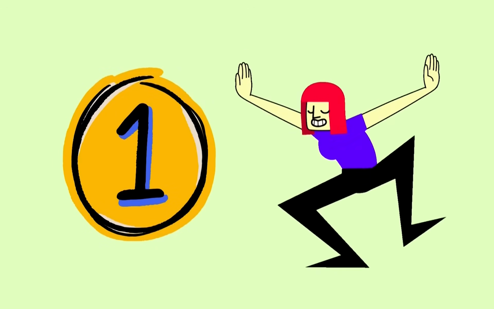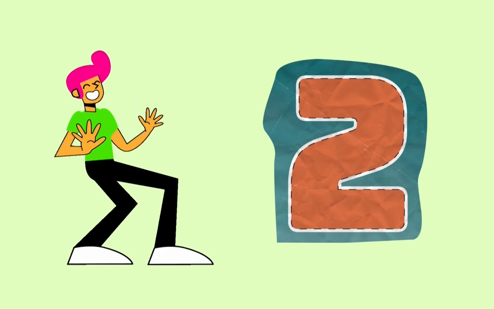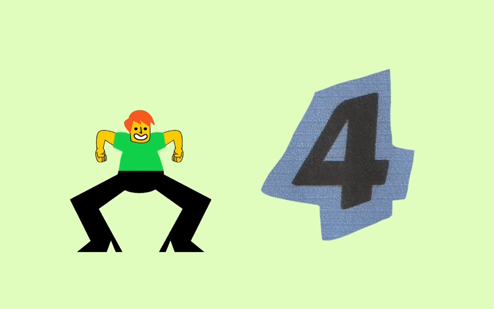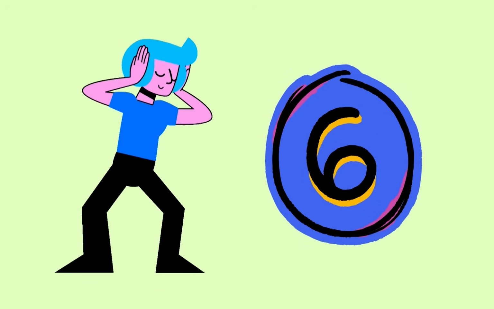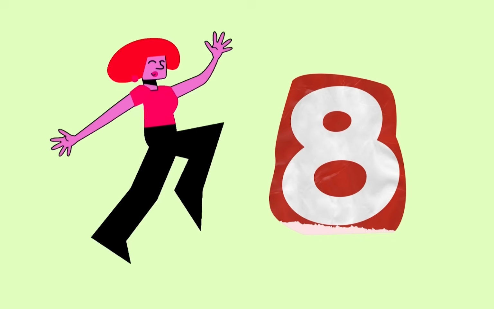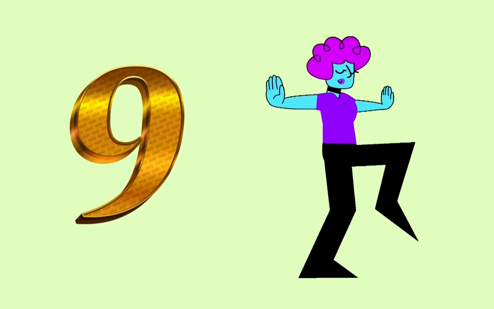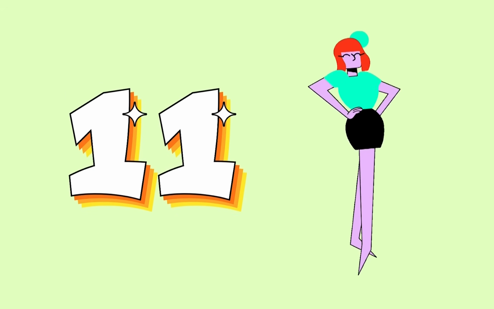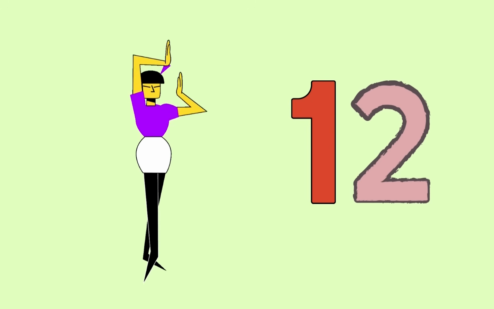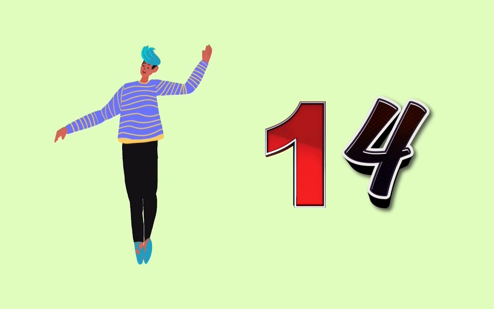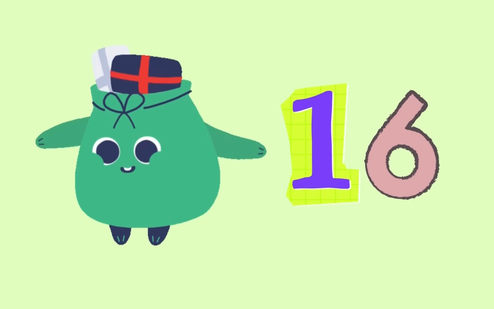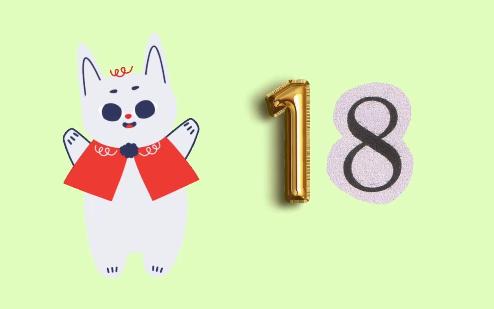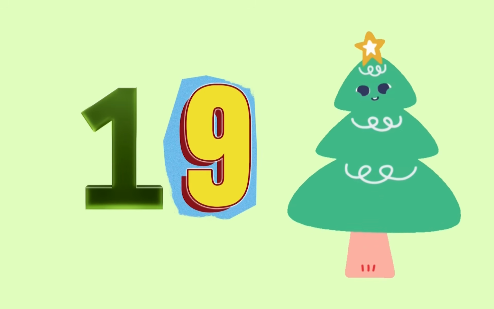Counting numbers 1 to 20. 1, 2, 3, 4, 5, 6, 7, 8, 9, 10, 11, 12, 13, 14, 15, 16, 17, 18, 19, 20.